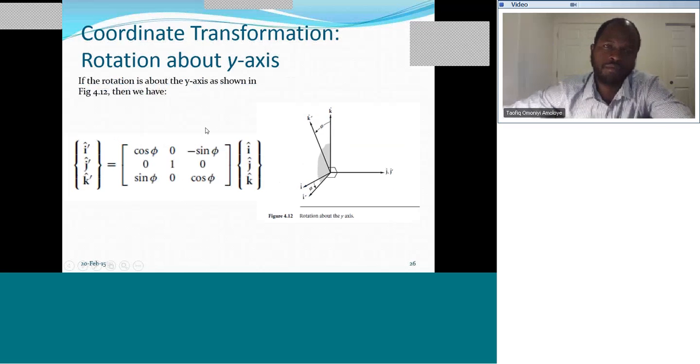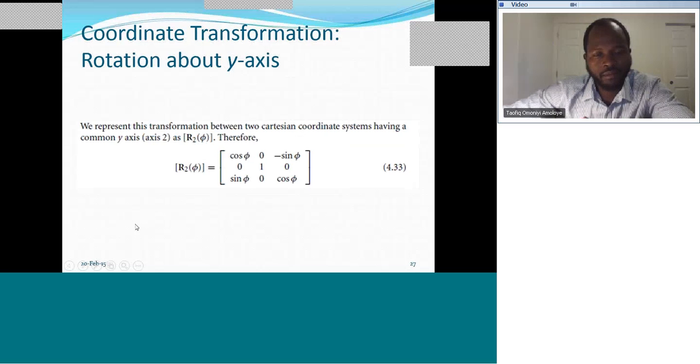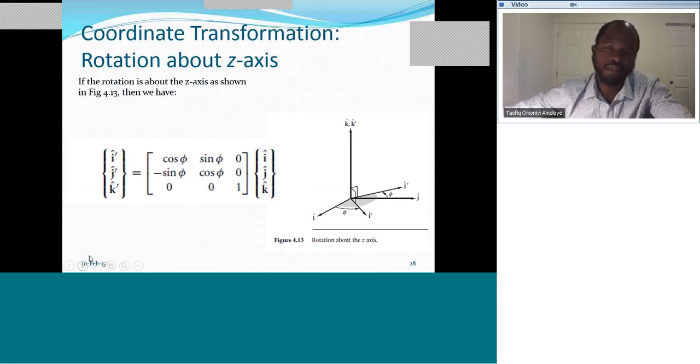So in a similar fashion, we get the direction cosine matrix for rotation about the y-axis. The matrix of the rotation about the y-axis, axis 2, so R2 phi, is equal to this, as given in equation 4.33, and the same can also be obtained for the rotation about the z-axis.